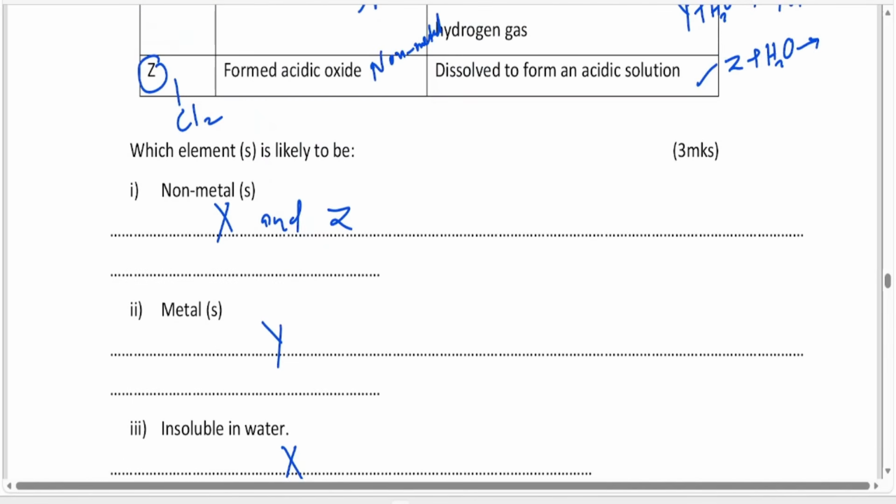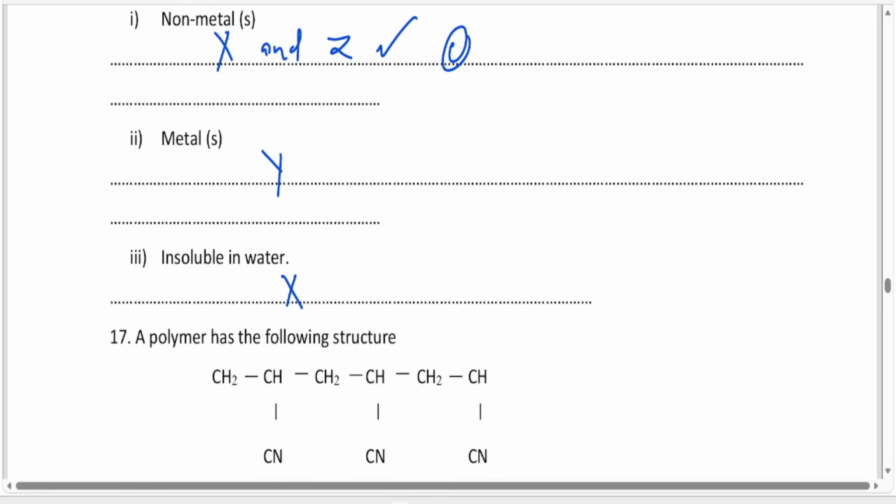So here, the first one, 1 mark, half for each. This one, 1 mark, this one, half, 1 mark.